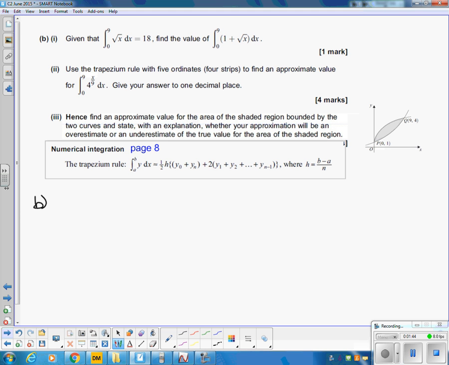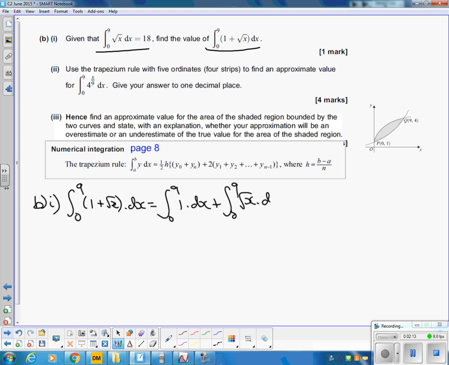Okay. B part 1, they've given us one integration and they want us to find another integration. Now you could just put this in your calculator, but there is a way to work it out. So the integral between 0 and 9 of 1 plus square root x dx, remember that's the same as the integral of 1 between 0 and 9 plus the integral of square root of x. So the integral of the square root of x they've told us is 18.